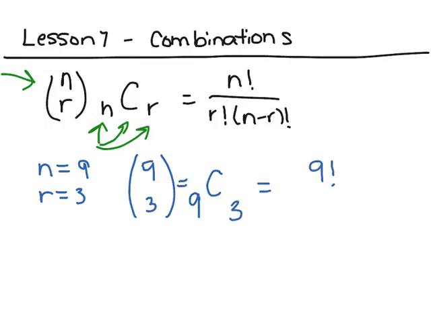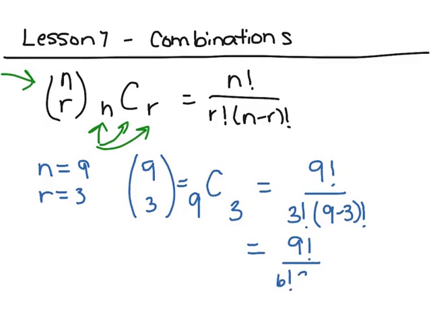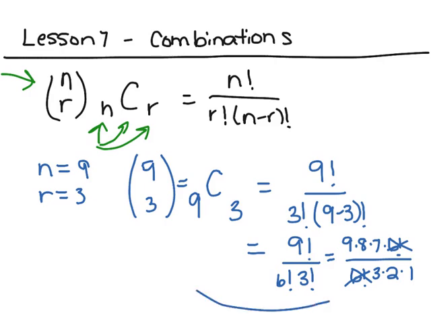Which is 9 factorial divided by 3 factorial times (9 minus 3) factorial. So you have 9 factorial divided by 6 factorial times 3 factorial. We can write this as 9 times 8 times 7 times 6 factorial divided by 6 factorial times 3 times 2 times 1. Those will cancel. So we're left with 9 times 8 times 7 divided by 3 times 2.